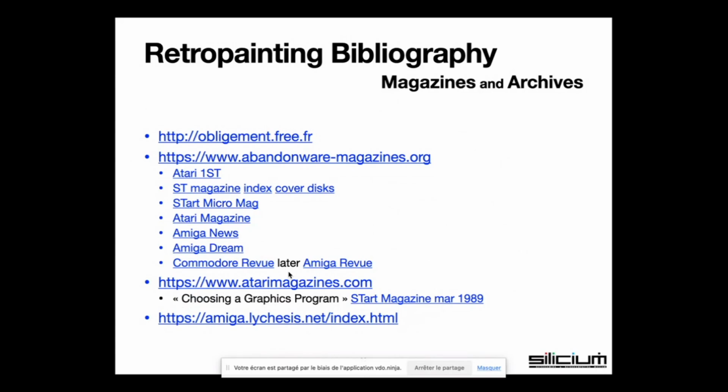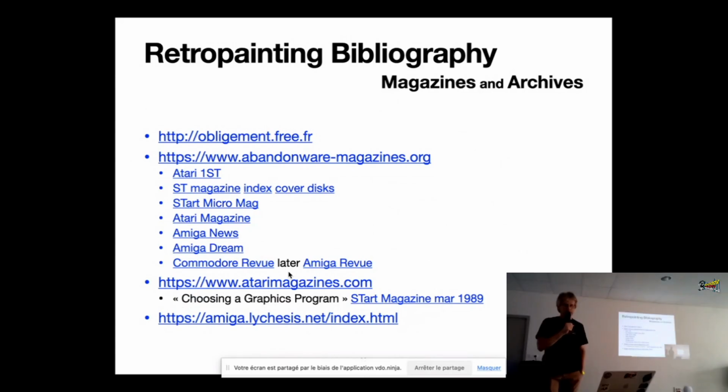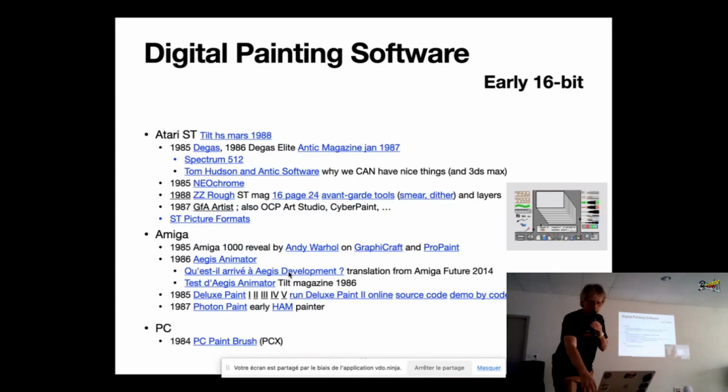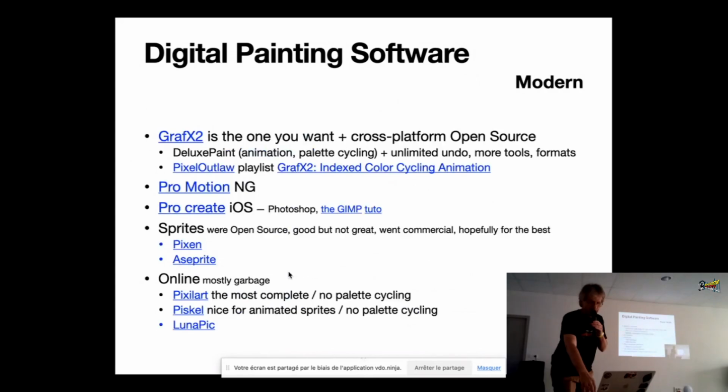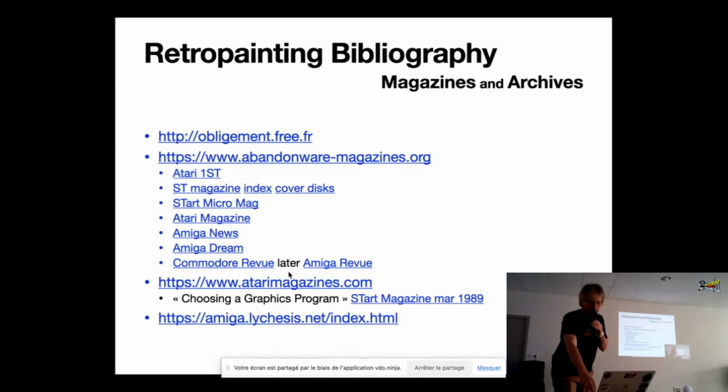Atari Magazines is an American site that has scans of antique magazines, like Start Magazine, where you will also find many reviews of those old programs. Actually, on the previous slides, everything you can click about those old programs are essentially articles from those magazines. The last site is an excellent gallery of programs and screenshots and the effects that can be created with those old painters and also with the technique of palette cycling.